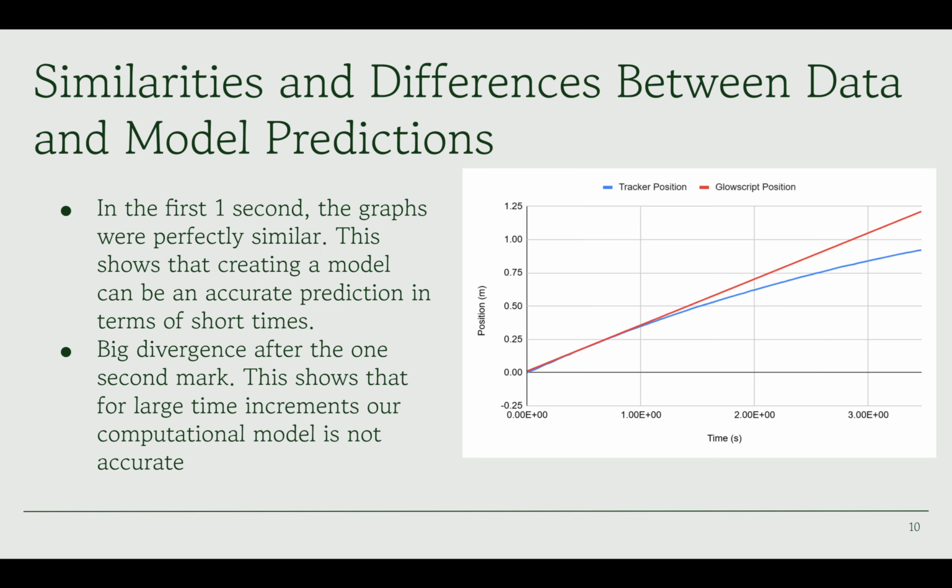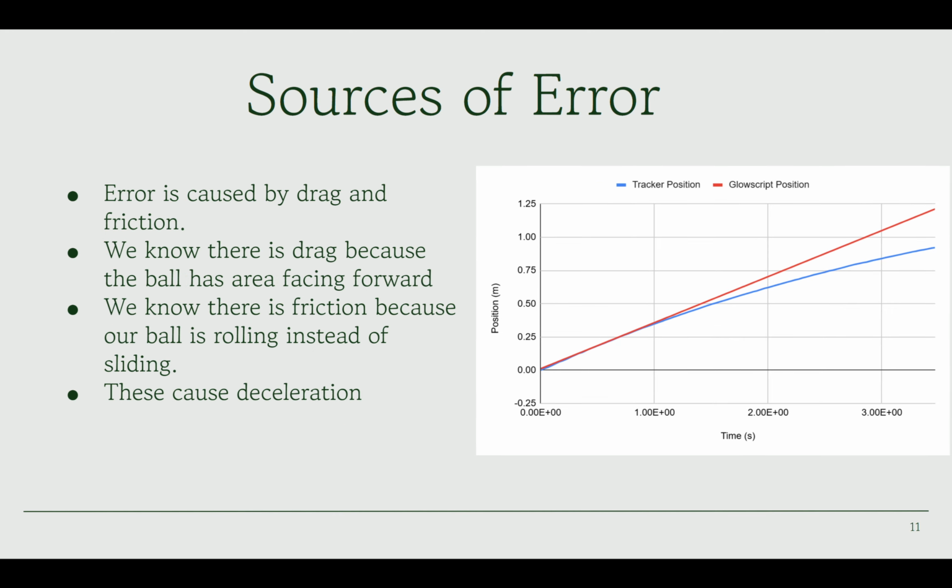There were similarities and differences between the data and model predictions. In the first second, the graphs were perfectly similar. This shows that creating a model can be an accurate prediction in terms of short times, but there was a big divergence after the 1 second mark. This shows that for large time increments, our computational model is not accurate.